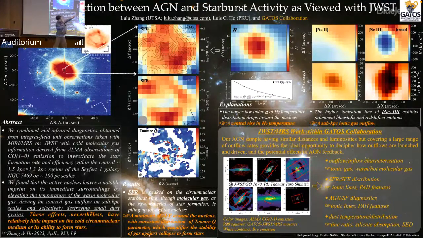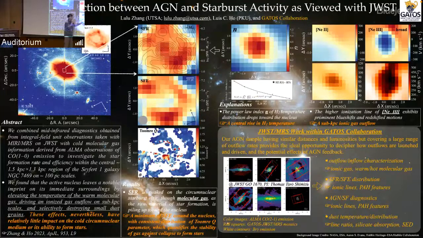And then we figure out in the top right that the relatively depressed star formation efficiency is highly associated with the AGN activity, which works by driving some mechanism of gas heating and triggering the processes of gas outflowing.